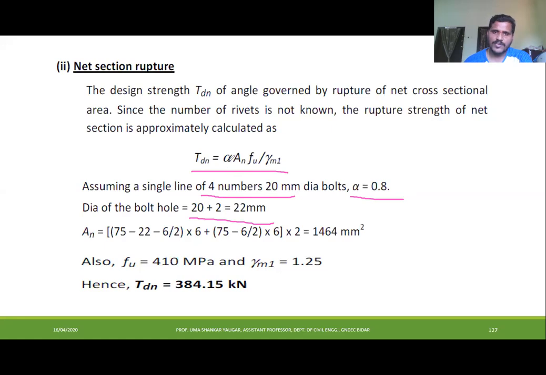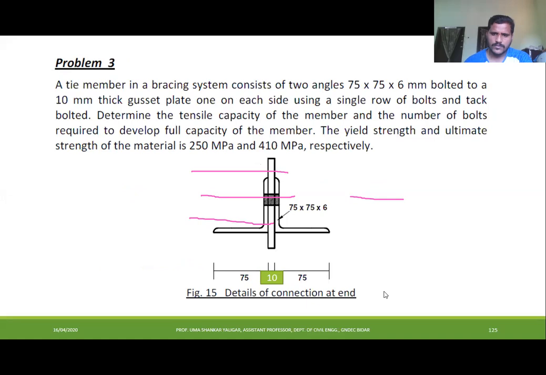Now alpha we came to know, and An is the net area. Net area means I need to subtract the bolt hole. Now if you go to your diagram, I need to calculate the net area. Net area means the area of these two angles minus the bolt hole. From here to here it is 75. I am taking only up to the center, so this will become 75 minus 6 by 2.